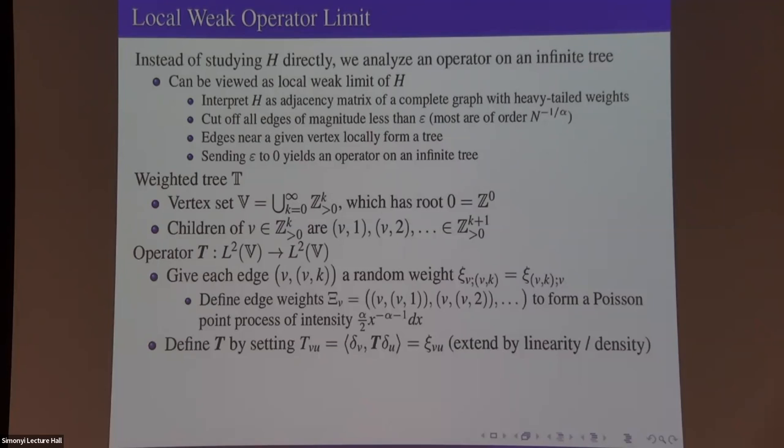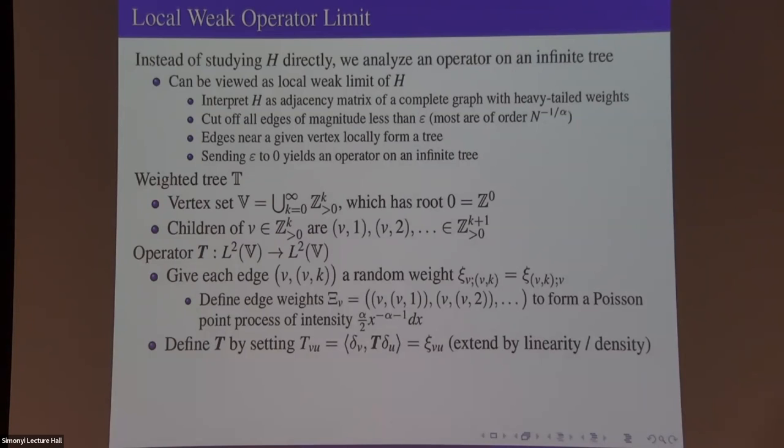Okay, so you start with the matrix. You pick some vertex, which you'll think of as the root. I have all of these edges. Every vertex is connected to every vertex up here, right? Then you erase all of the edges that are less than some epsilon. So now I only have a few edges. These edges will with high probability form a tree, basically. Then you let epsilon tend to 0, and this will make every vertex of infinite degree.